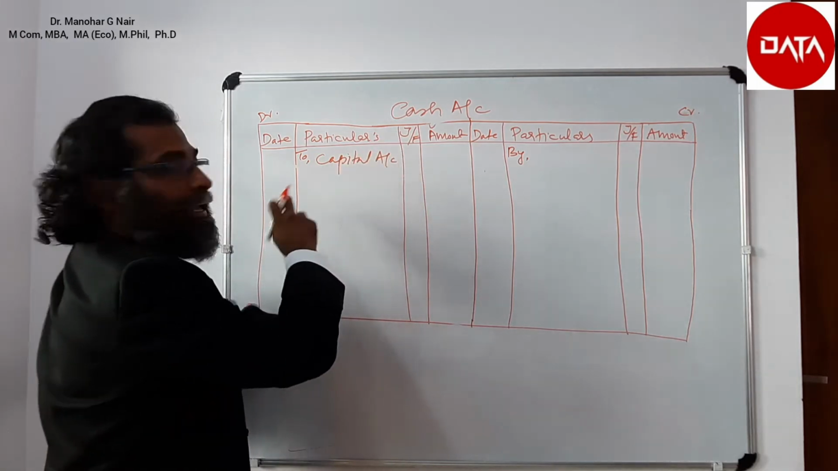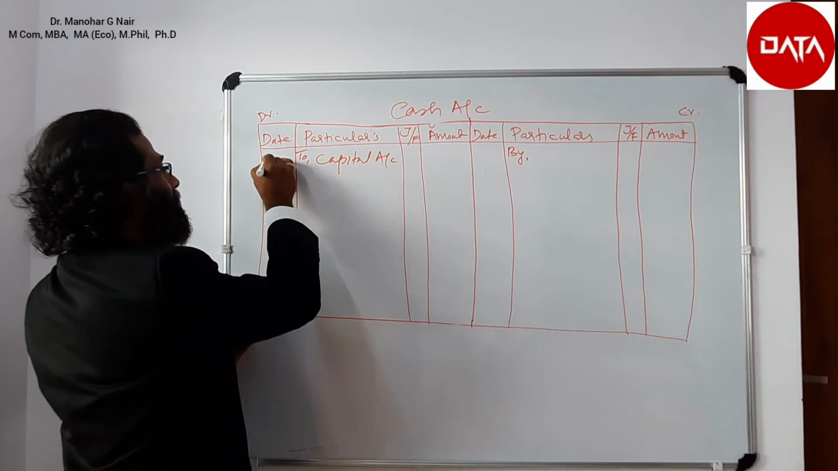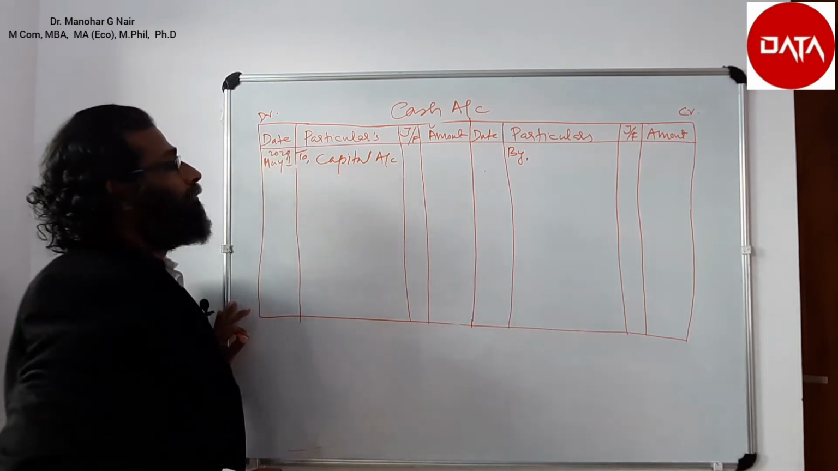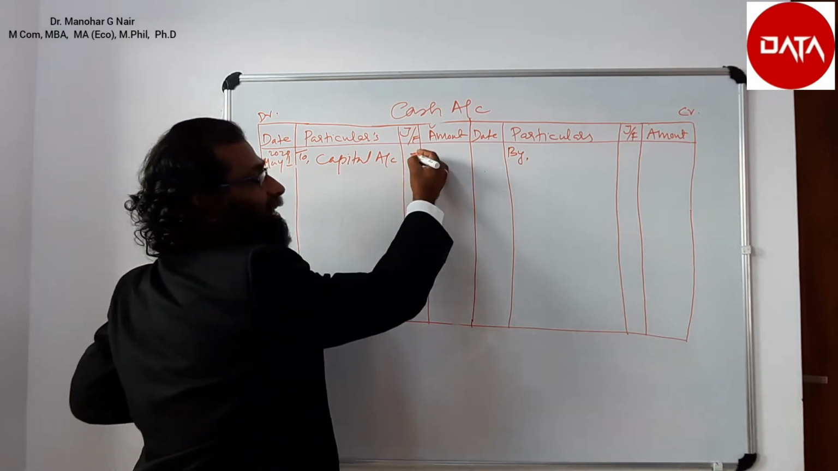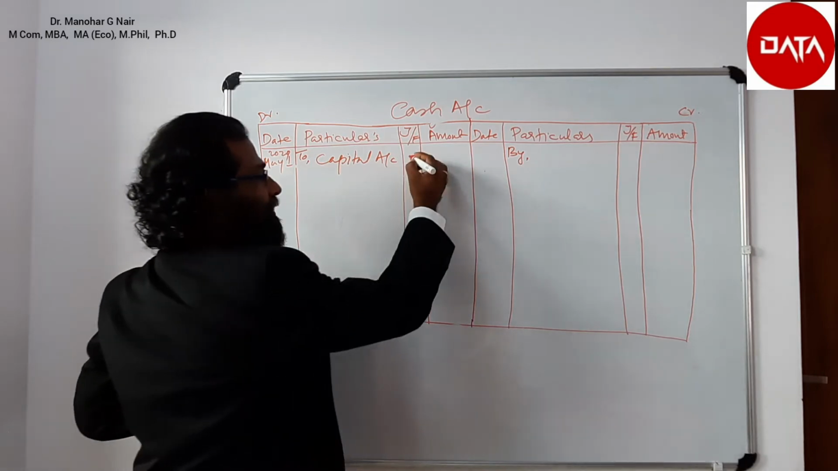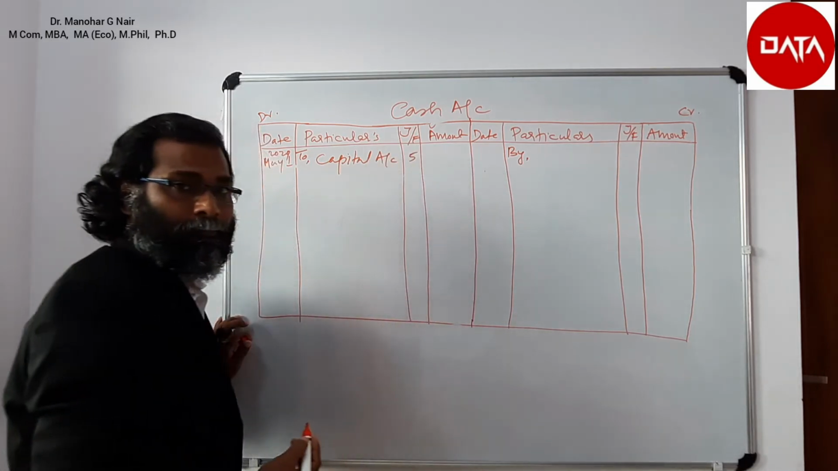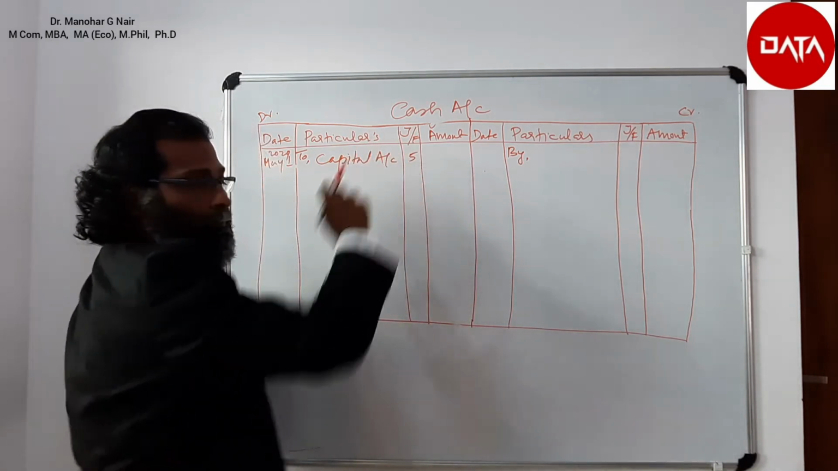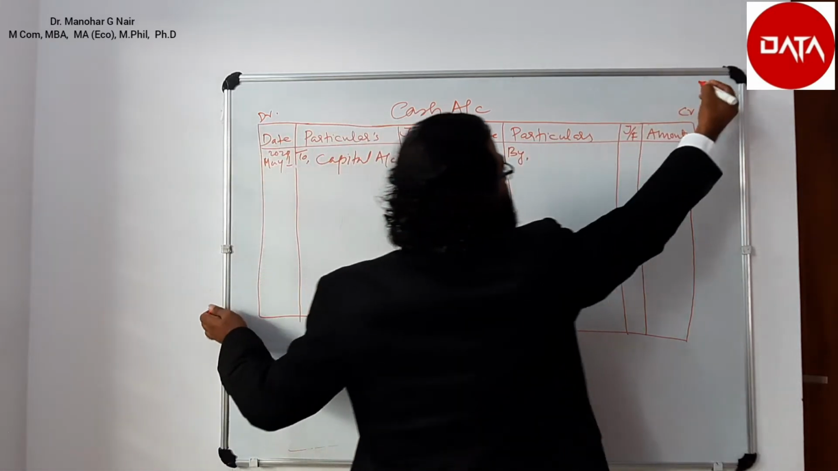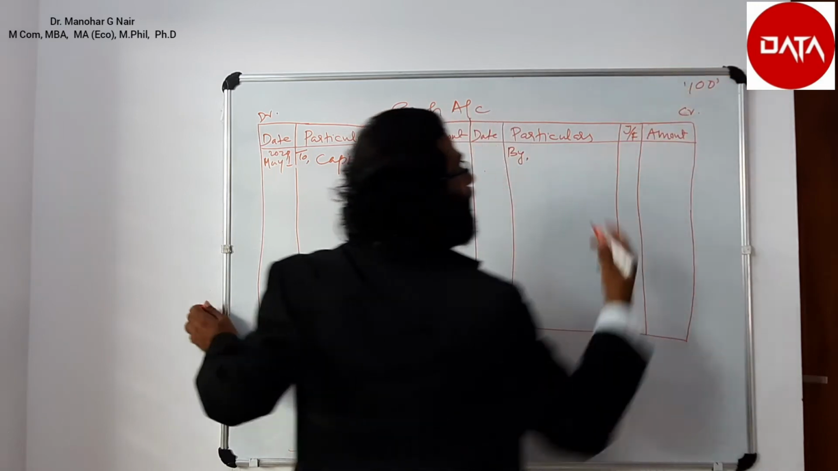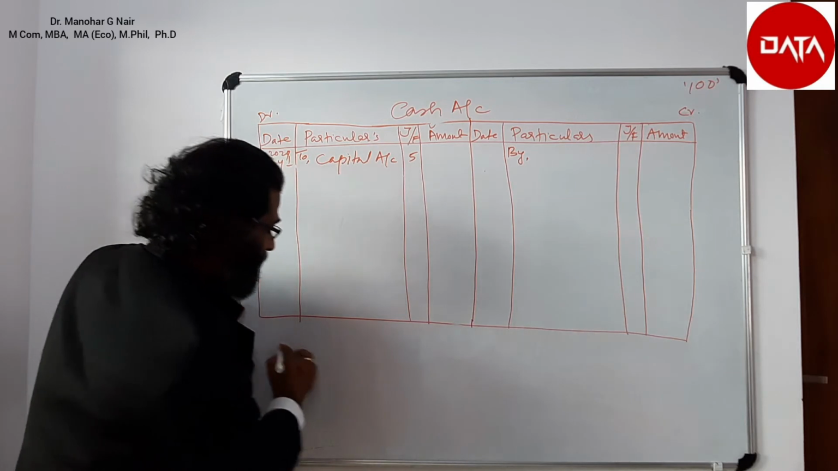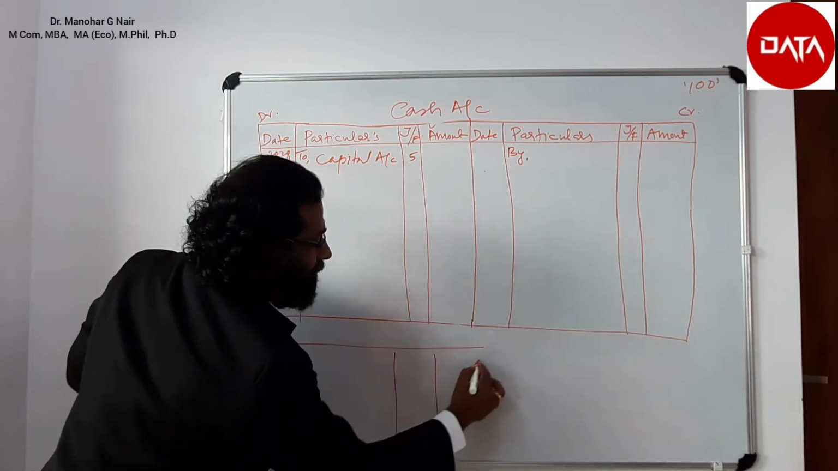And we have to write the date. Date may be May 1st, 2020. And the ledger number. In that, the day book number, suppose it is page number 5, then you have to write this 5 here. At the same time, you have to write the ledger number. Suppose it is page number 100. You have to write that page number 100 in the journal. Hope you remember the journal which we have written.